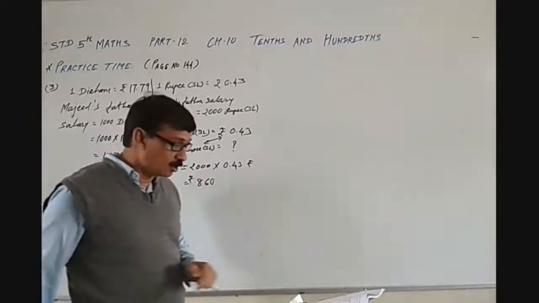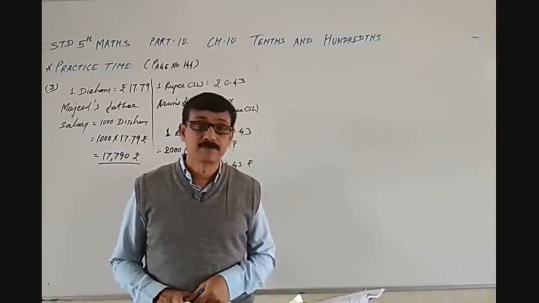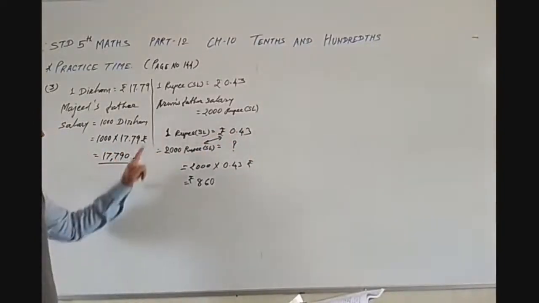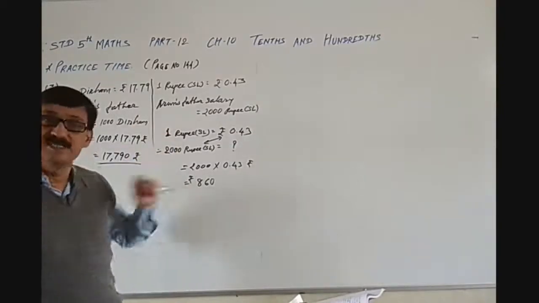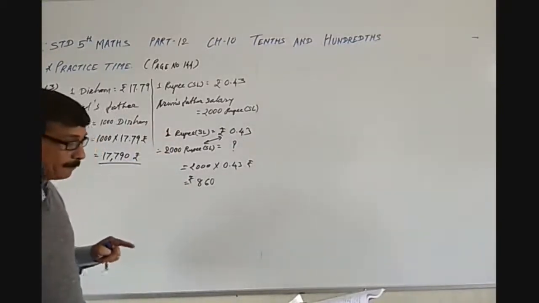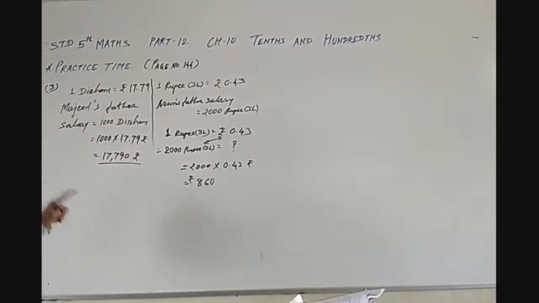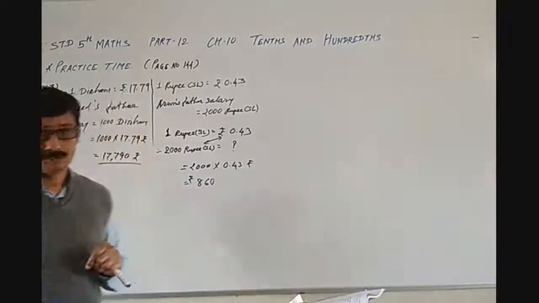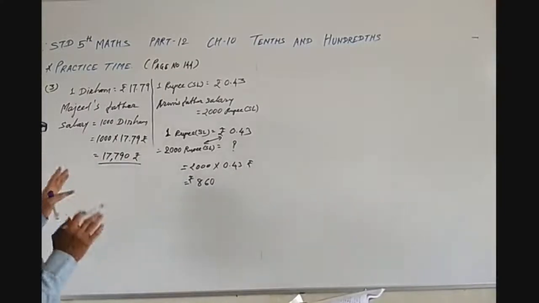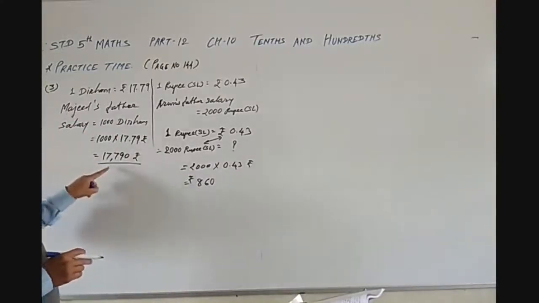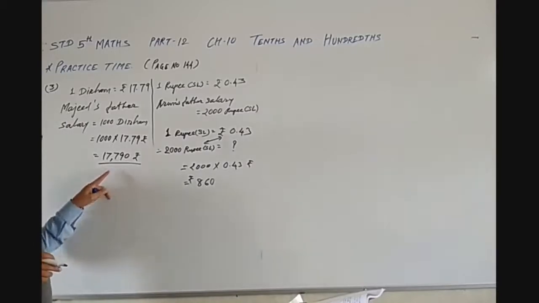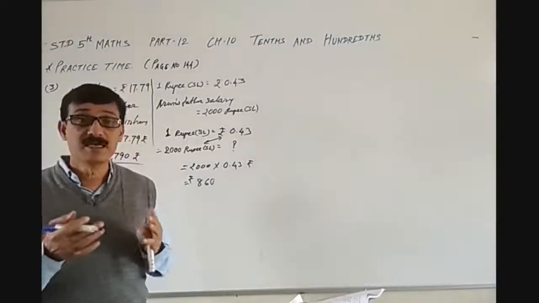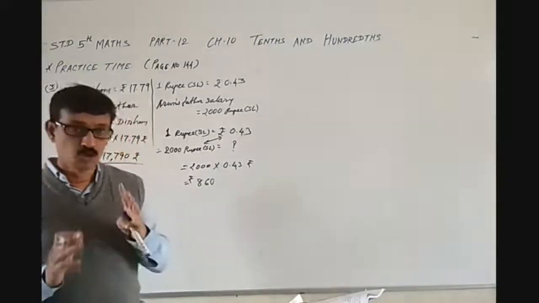So the question is what? Who gets more Indian rupee as salary? Now Majid's father is getting 17,790 rupees and Arun's father is getting 860 rupees. Hence we can say Majid's father gets more Indian rupees than Arun's father. It should be your answer.